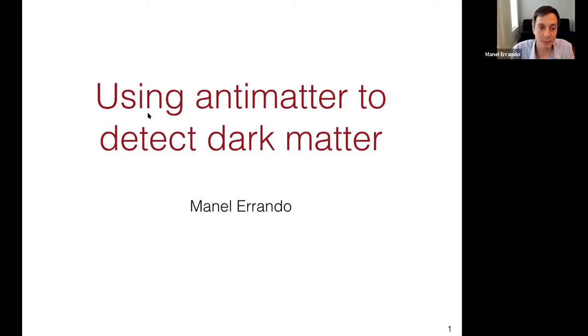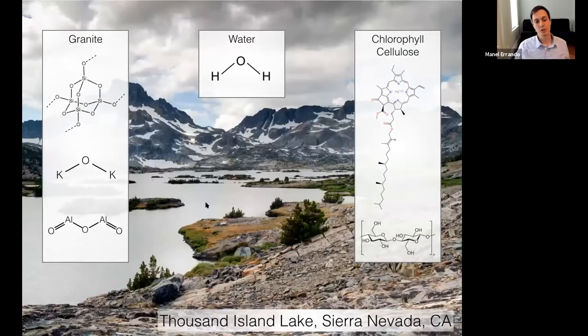And then we'll tell a little bit about what tools we can use to try to find out what this dark matter is. So I'll just start with a picture of one of my favorite places, which is Thousand Island Lake in Sierra Nevada. So we were hiking there in 2011, and I took this photo.